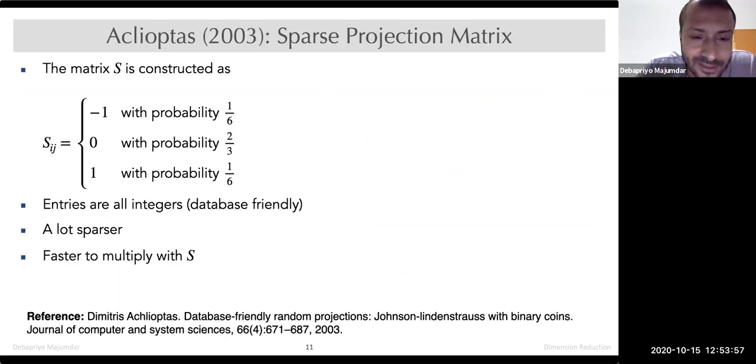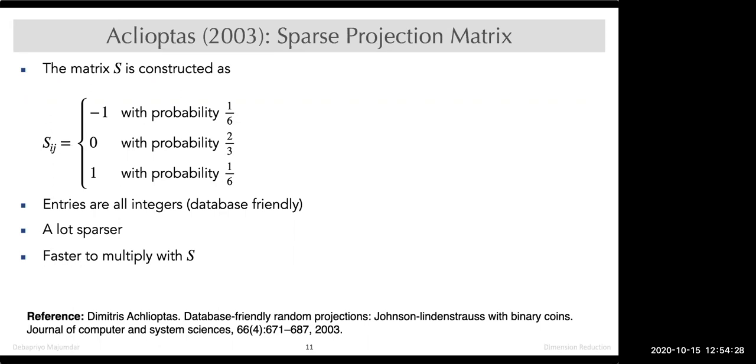These three are the most well-known JL constructs. By JL construct, we mean a construction of a matrix with the Johnson-Lindenstrauss property, that if we multiply our vectors or our data with this matrix, we go to a low dimension with the property that we wanted.